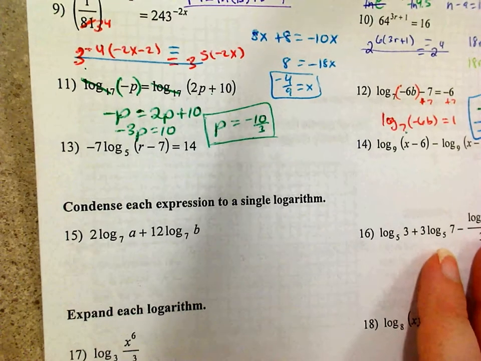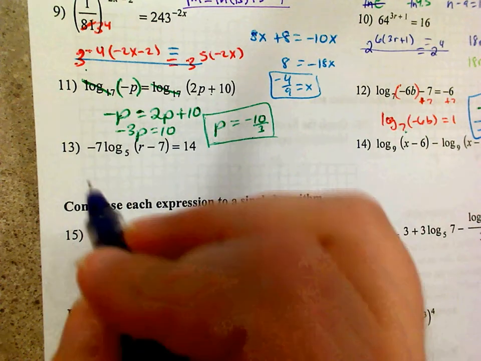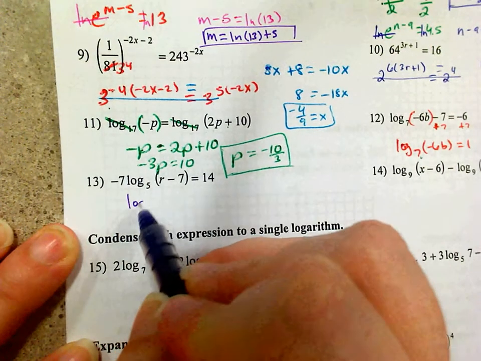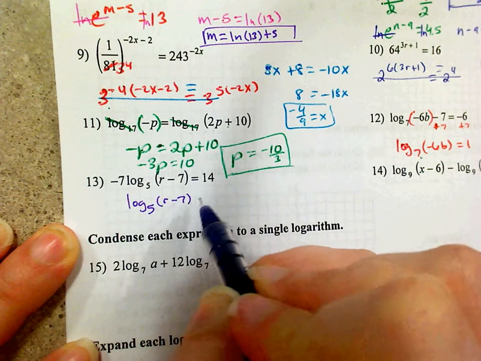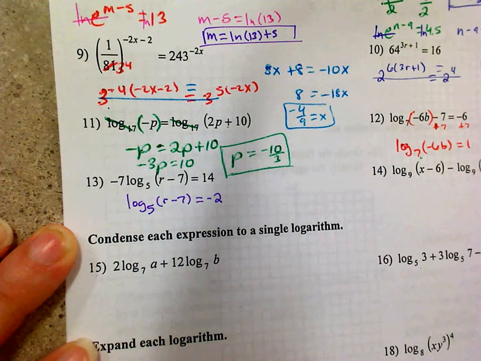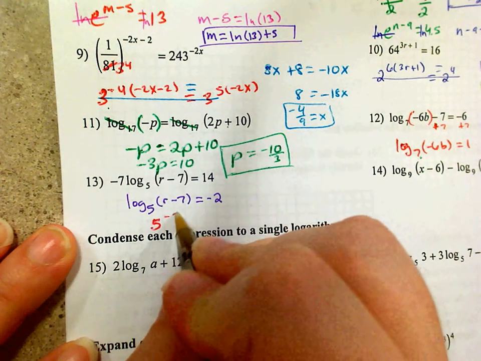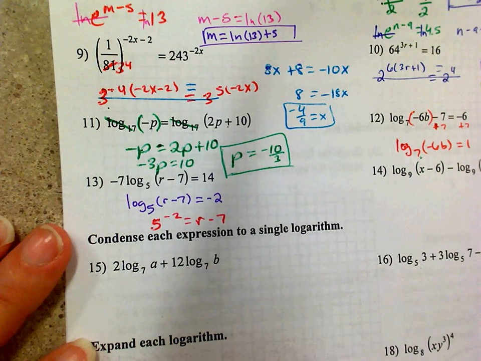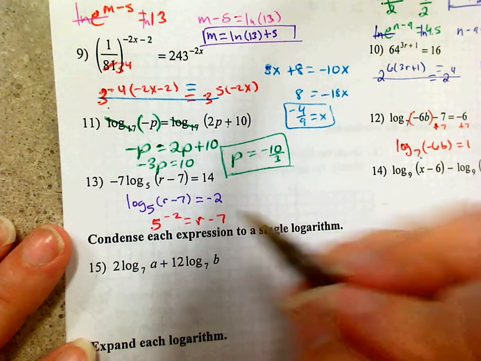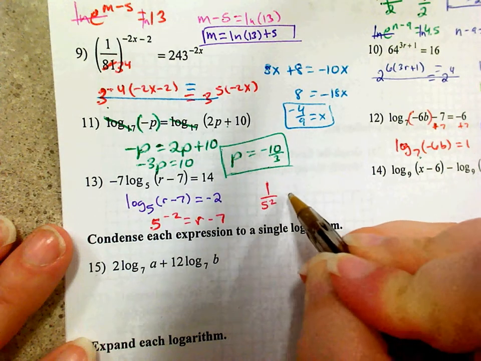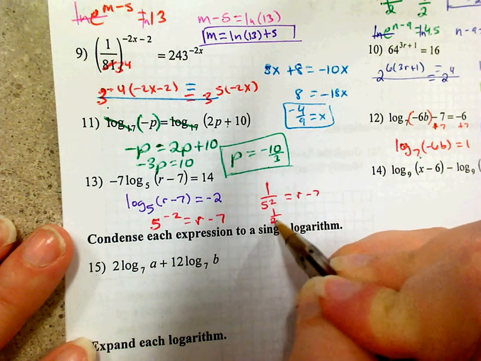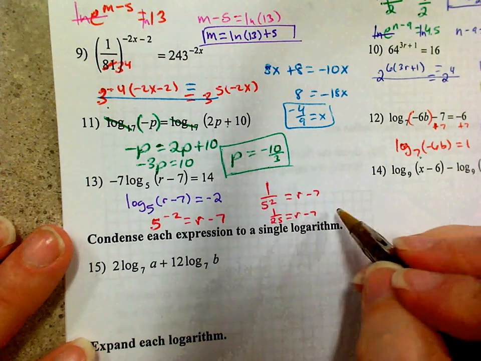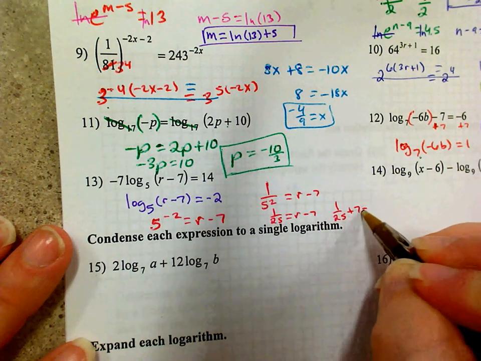Okay, 13. I want to get the logarithm alone, so I'm going to divide by negative 7. When I divide by negative 7, I get negative 2. I've got a log equal to a number, so I'm going to convert to exponential. 5 to the negative 2 equals r minus 7. Now, 5 to the negative 2 is 1 over 5 to the positive 2, which is 1/25. And then you add 7, so 1/25 plus 7 equals r, and you could find the decimal.